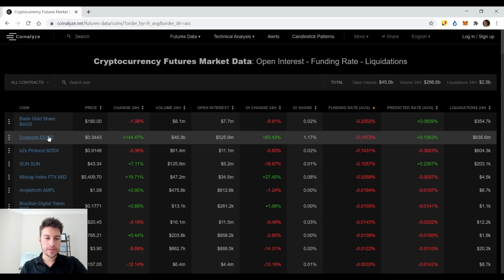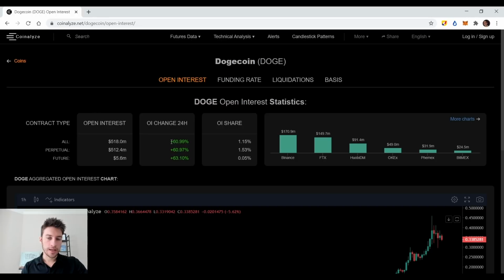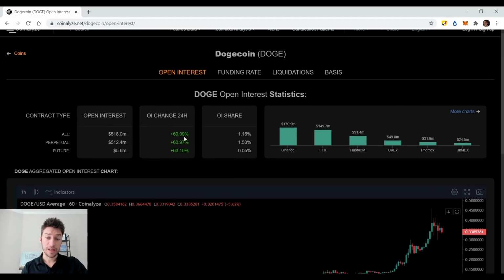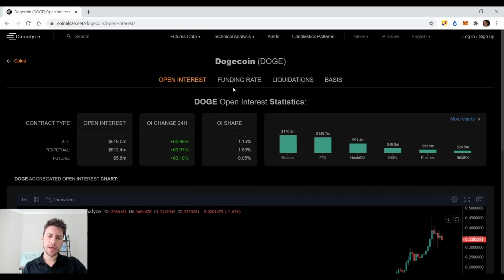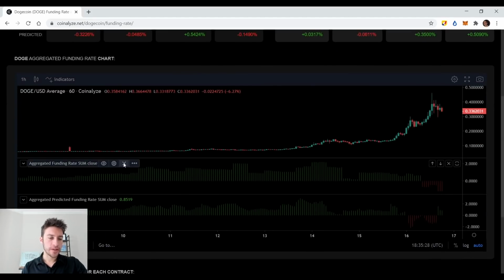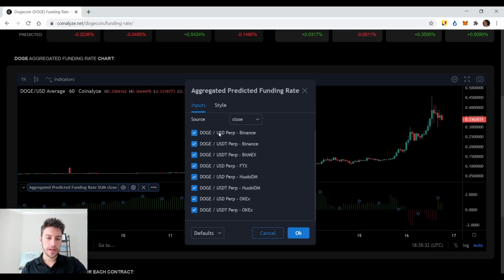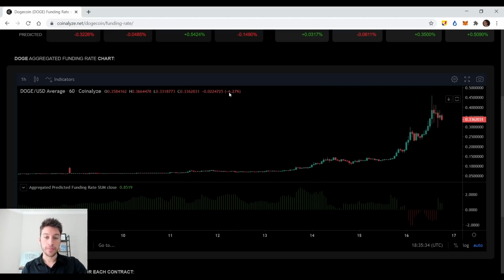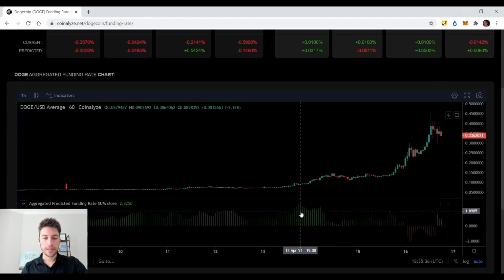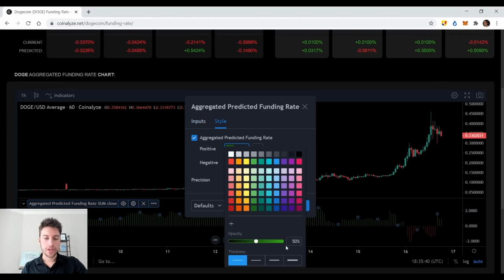So let's go look at Dogecoin, because this coin is just insane today. The open interest change means a lot of new positions are in. But let's look at what people think about this coin. I'm going to be looking at the aggregated predicted funding rate. This includes a lot of the major exchanges like FTX, Binance, BitMEX, and Huobi. And I don't like the coloring of this, so I am going to have to change it.